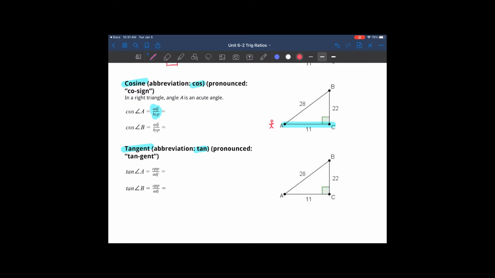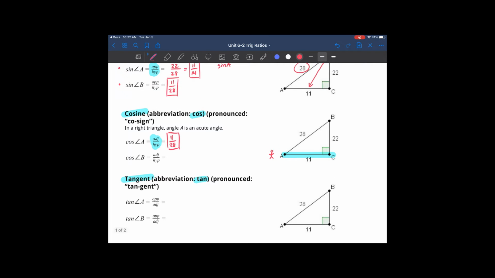So the cosine of angle A is 11 for the top part, the adjacent part, and then the hypotenuse is 28 again. So adjacent over hypotenuse, 11 over 28, it does not reduce. Now notice, that is the exact same answer that we got up above for the sine of angle B. There's some patterns here, and I'll let you see them if you can find them, but I'm just pointing this out to you. The cosine of angle A is exactly the same ratio as the sine of angle B.